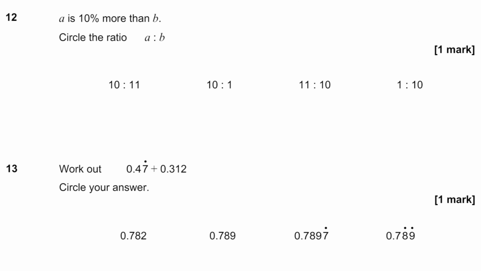Starting with 10 to 11, so this is A to B with a ratio of 10 to 11. Well, this is wrong straight off the bat because A is less than B here, so we know A is not 10% more than B, so we can exclude that one immediately.